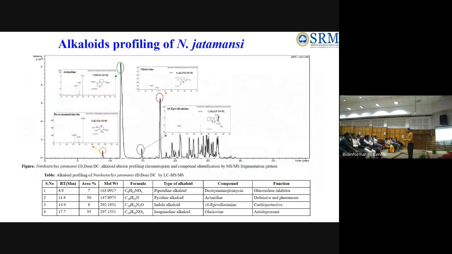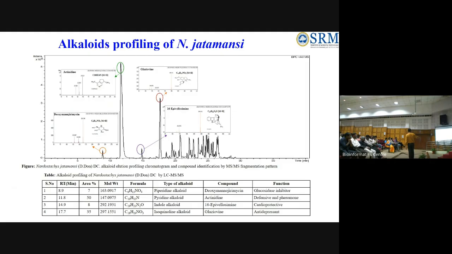So we have isolated the compound, optimized different patterns and extracted, and profiled it with that machine, and we got major peaks, 4 peaks, 1, 2, 3, 4. With these 4 peaks, using the mass spectrometry, we identified what the compounds are. In total we identified 7 to 8 alkaloids. Among the 8 alkaloids, 4 of them are abundant based on the amount.